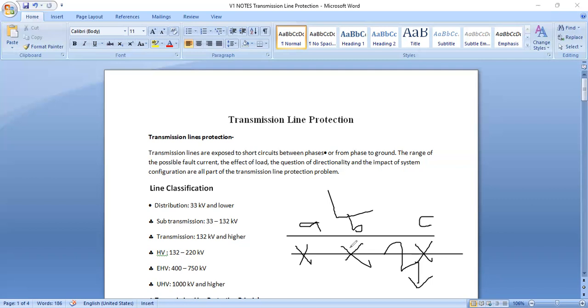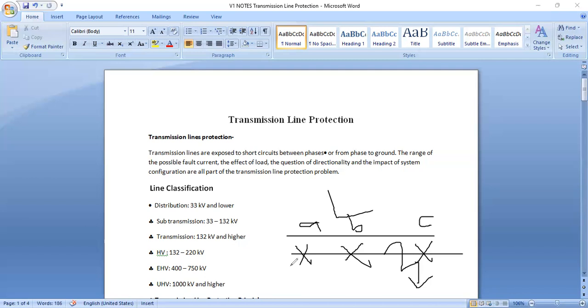The transmission line can be divided into a number of sections, that means 20 kilometer, 30 kilometer, 40 kilometer, like that, depending upon the line classification: distribution line, subtransmission line, transmission line, high voltage, extra high voltage, and ultra high voltage. This is the range for the line classification. Each section can be protected by the differential protection scheme. But since the length of the transmission line is large, this scheme becomes uneconomical.